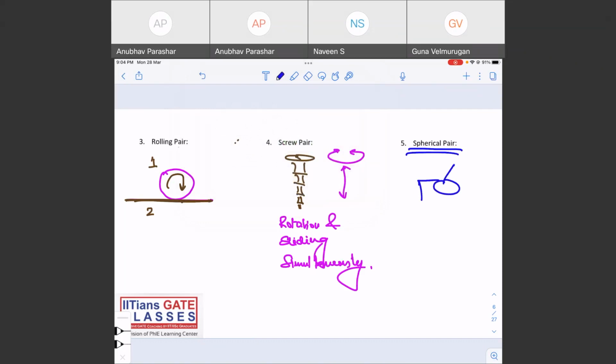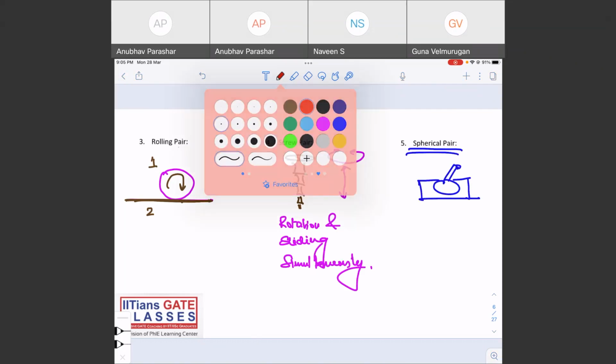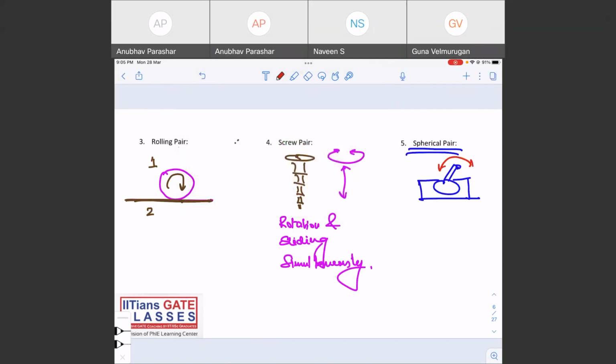It looks something like that. Joystick of a video game, looks something like this. So there is a ball, there is a ball inside, right? It can rotate in all the directions.